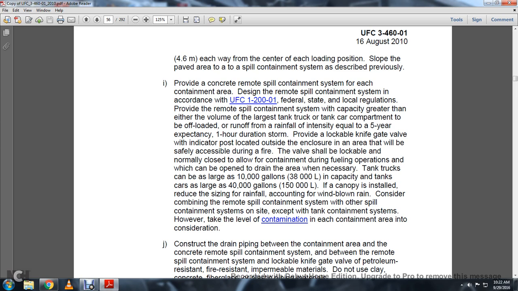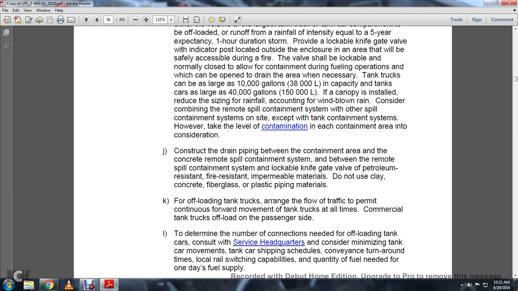The valve should be lockable and normally closed to allow containment during spill operations, and can be opened to drain the area when necessary. Tanker trucks can be as large as 10,000 gallons of capacity, with tanker cars as large as 40,000 gallons. If a canopy is installed, reduce the size of the rainfall accounting for wind-blown rain. Consider the combination of rain and spill containment systems and other spill containment systems on the site, except for the tanker containment system. However, take into account the level of containment in each containment area.